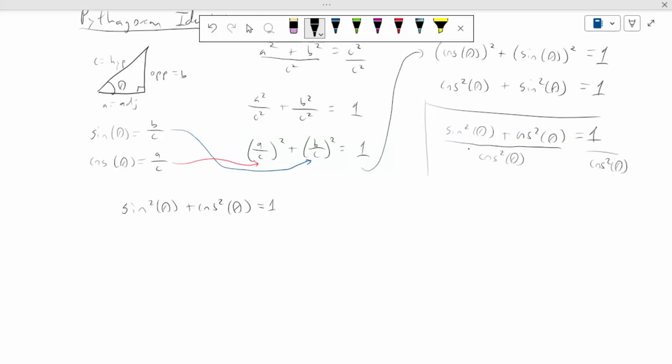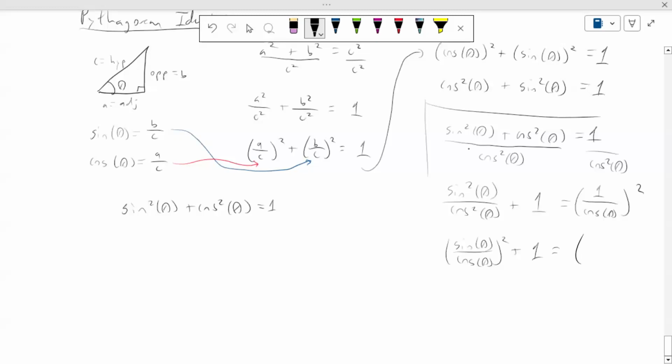Okay, now I'm going to distribute this, right? Because division distributes over addition. So we have that sine squared of theta over cosine squared of theta plus, well, cosine squared of theta over cosine squared of theta is just going to be 1. They cancel off. And then we have 1 over cosine squared of theta, right? Which I'm going to rewrite as 1 over cosine of theta quantity squared. I can do that. In fact, I can do the same thing on the left over here. That's the same thing as sine of theta over cosine of theta squared. There we go.